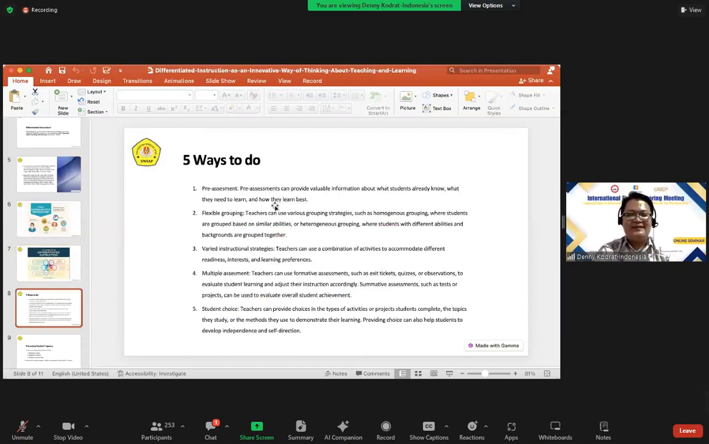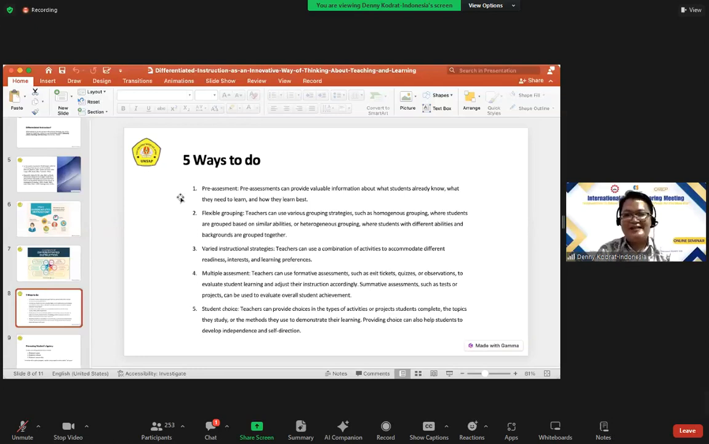After pre-assessment, the teacher can go to the next step, flexible grouping. Teachers can use various grouping strategies. The students can be grouped based on homogeneous grouping, based on similar abilities or similar hobbies, or the students can be grouped based on heterogeneous grouping, like different abilities or different backgrounds. This is flexible grouping.